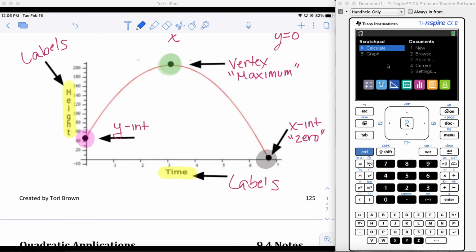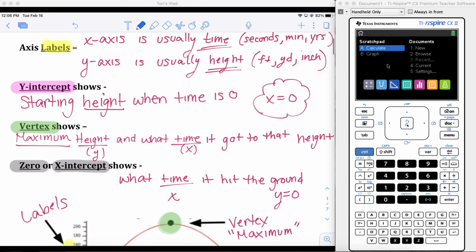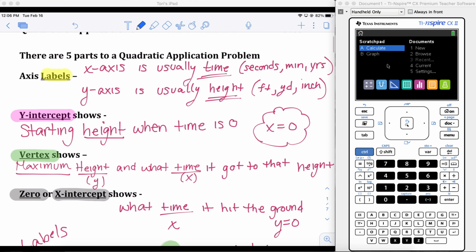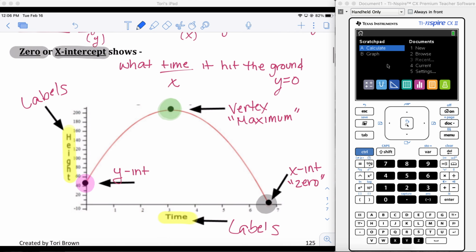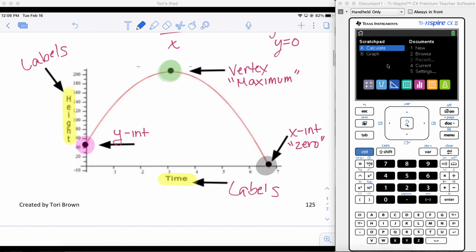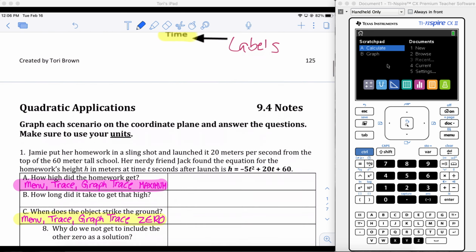We want to make sure, second of all, that we understand three main labels. Our y-intercept shows us where we started, what our starting height was. Our vertex shows us our highest point and what time we got there. And our zero tells us when we hit the ground or when we hit our level zero. So if you'll pause the screen on the bottom, label those three things. Perfect. We're going to go ahead and get started with the first problem then.